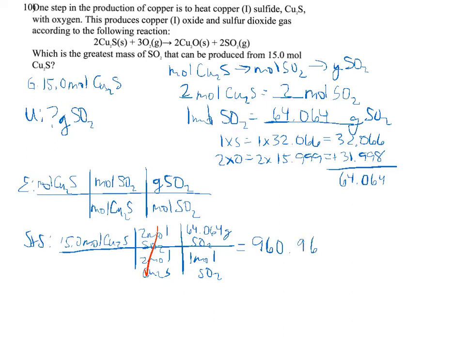Okay, significant digits. Our given has 3. Remember, mole to mole ratios are exact. And our molar mass has 5, which means we need to take our answer to 3. Then 9 rounds the 0 up. So our final answer is 961 grams of SO2.